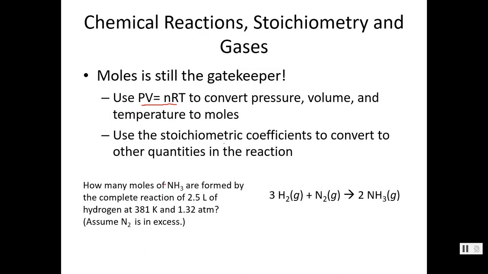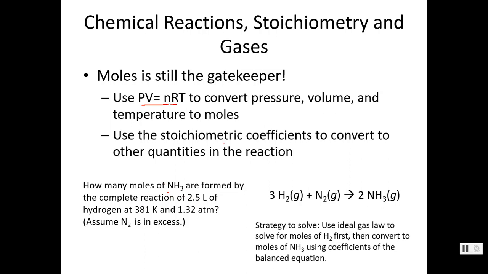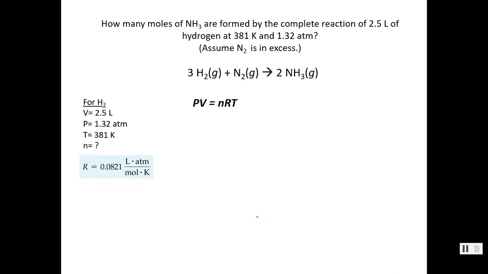Now, if I just asked for moles of H2, that would be easy enough. You could just use PV equals nRT. But I want to know how many moles of NH3. So in this problem, we need to do two things. We need to first use the ideal gas law to solve for moles of hydrogen, and then use the coefficients of the balanced equation to convert to moles of NH3.